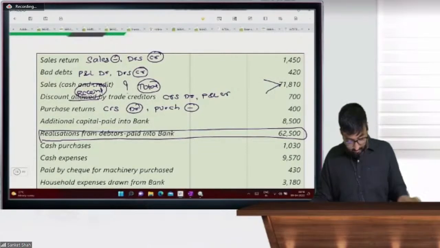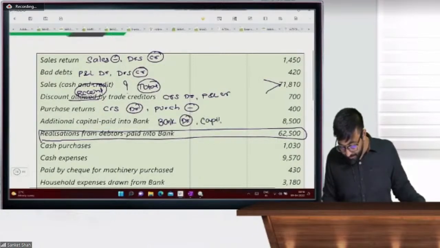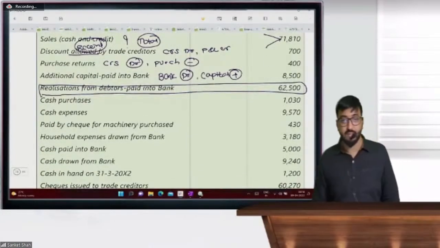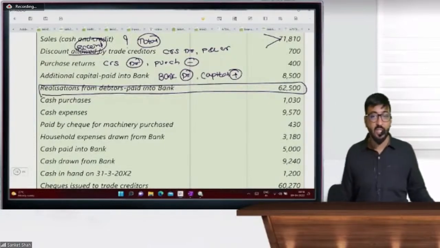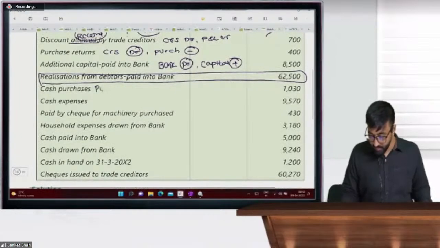Next. Additional capital paid into bank. So bank account के debit में, and in capital it is plus. Capital it is plus. Cash purchases. Realization already over. Cash purchases. Purchases, trading debit, trading debit, inner column, and cash credit.